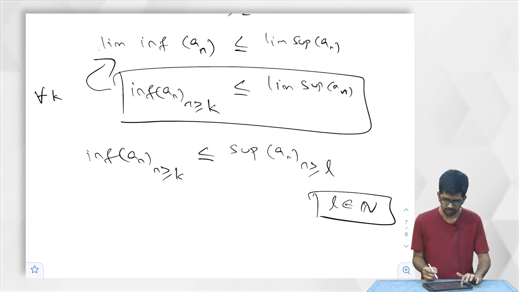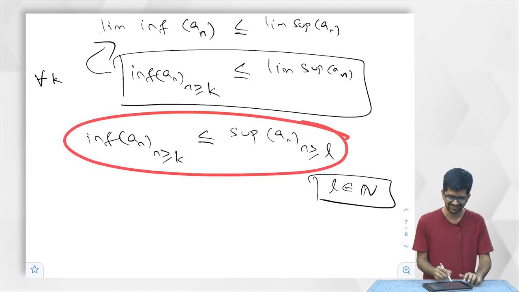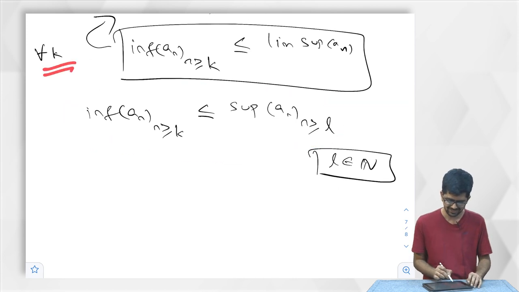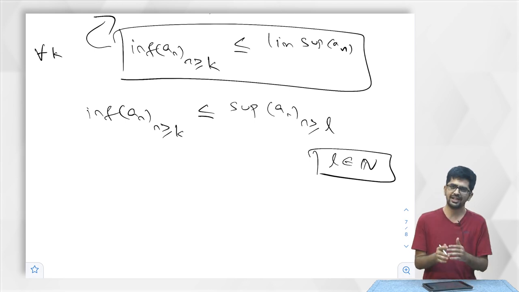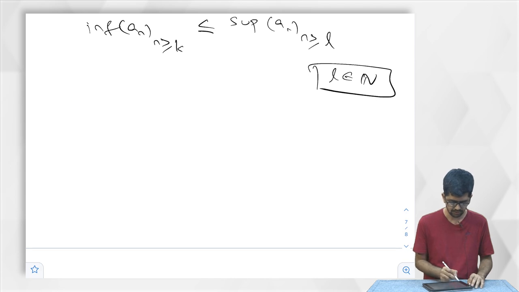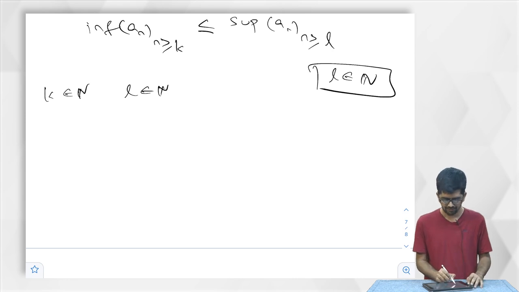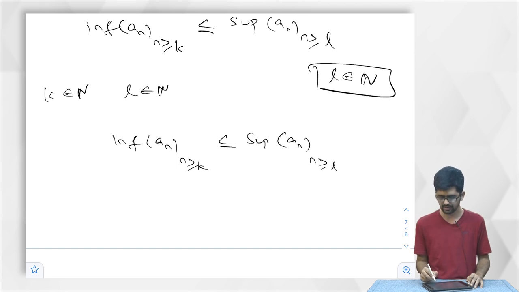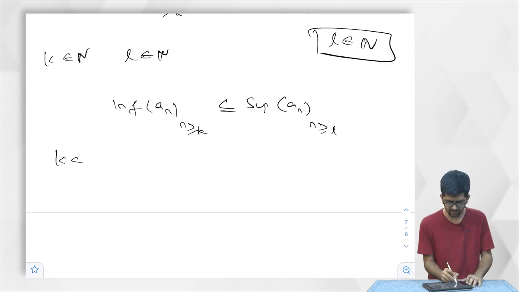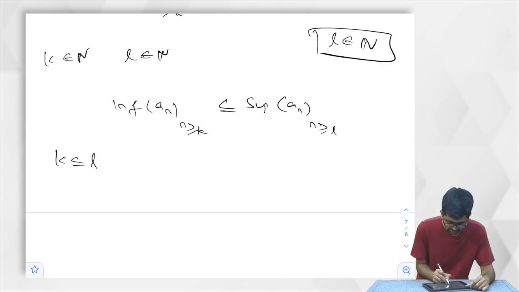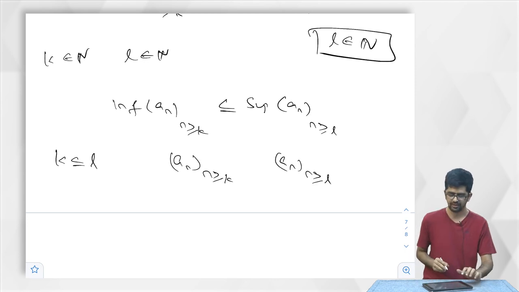Now the question is, how do you prove this? So I fix k, and let us take two random elements: an element k belonging to N, an element l belonging to N. We will try to see whether infimum of a_n for n greater than or equal to k is less than or equal to supremum of a_n for n greater than or equal to l. Suppose k is less than or equal to l. What can you say about the relation between a_n for n greater than or equal to k and a_n for n greater than or equal to l?